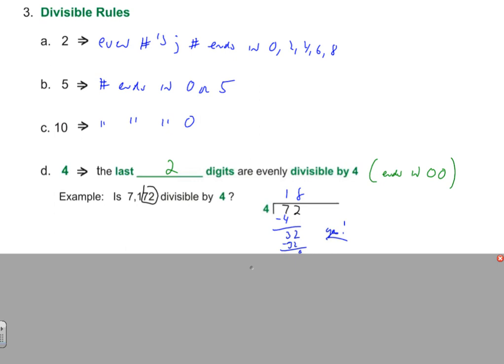Do you need to show a 2, a 5, or a 10? No, those you can tell just by looking at the number. You don't need to show me anything to state whether it's divisible by 2, 5, or 10. But if it's divisible by 4, I want you to show me the division. And that's simply what we've just done right here.